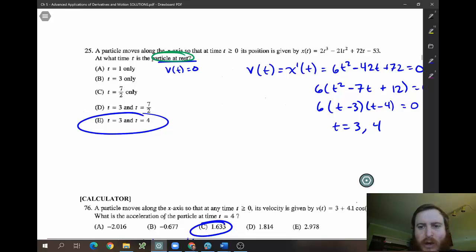Make sure that whenever you can, you factor out a common term. So in this case, I can factor out a 6 from every term. And it's a nice, easy x method. We get 3 and 4.